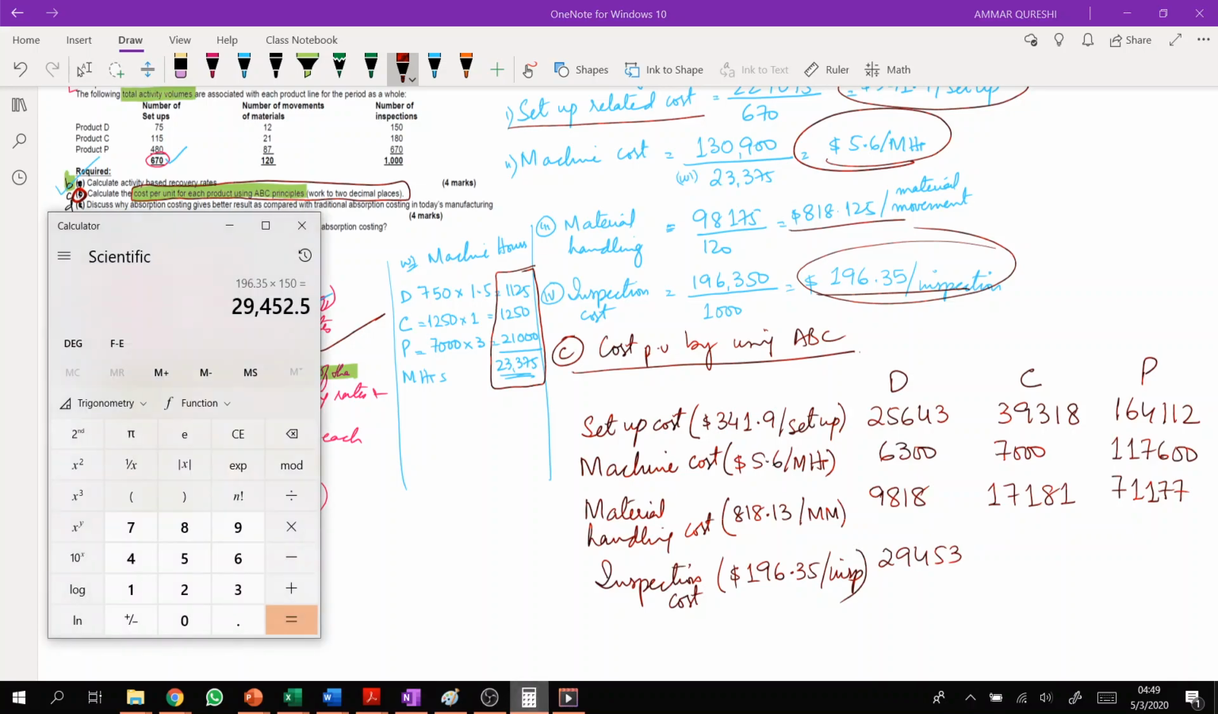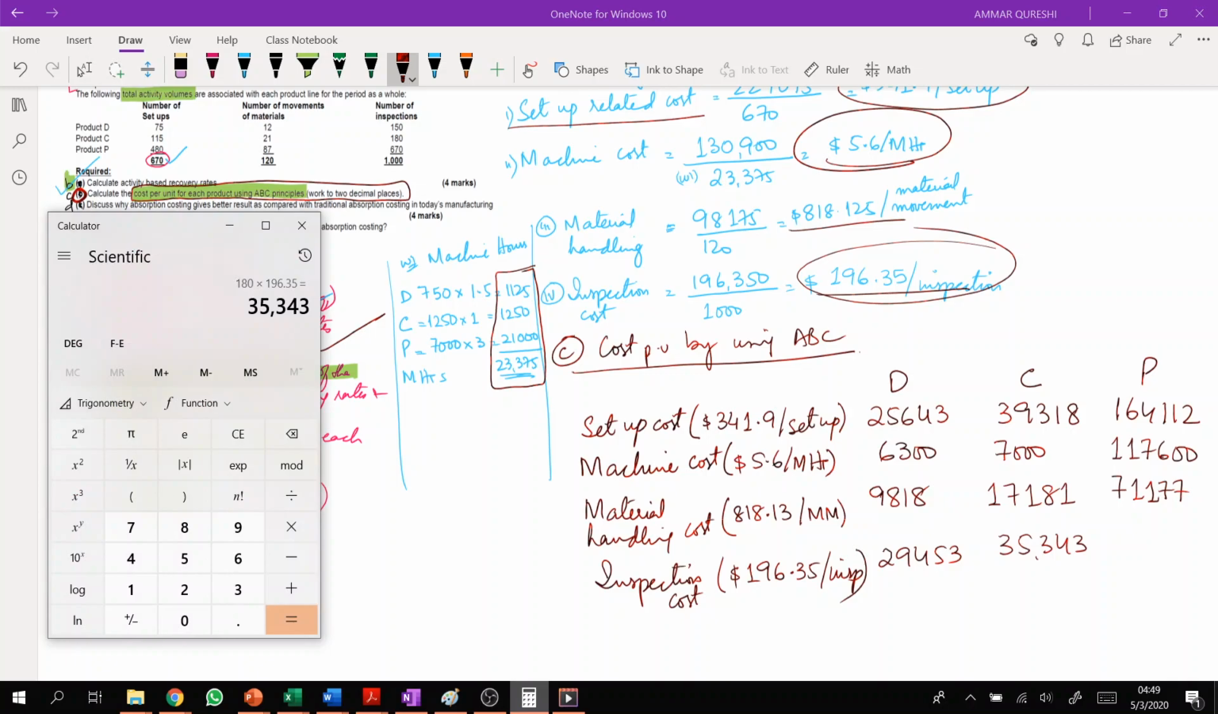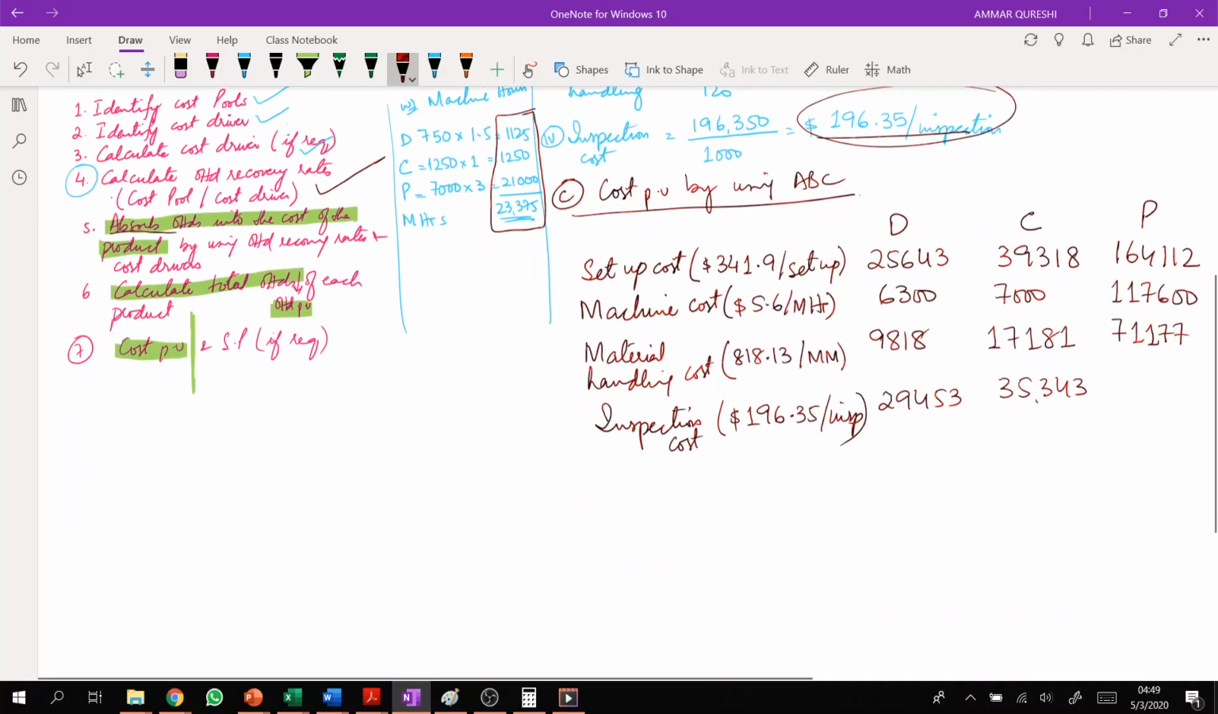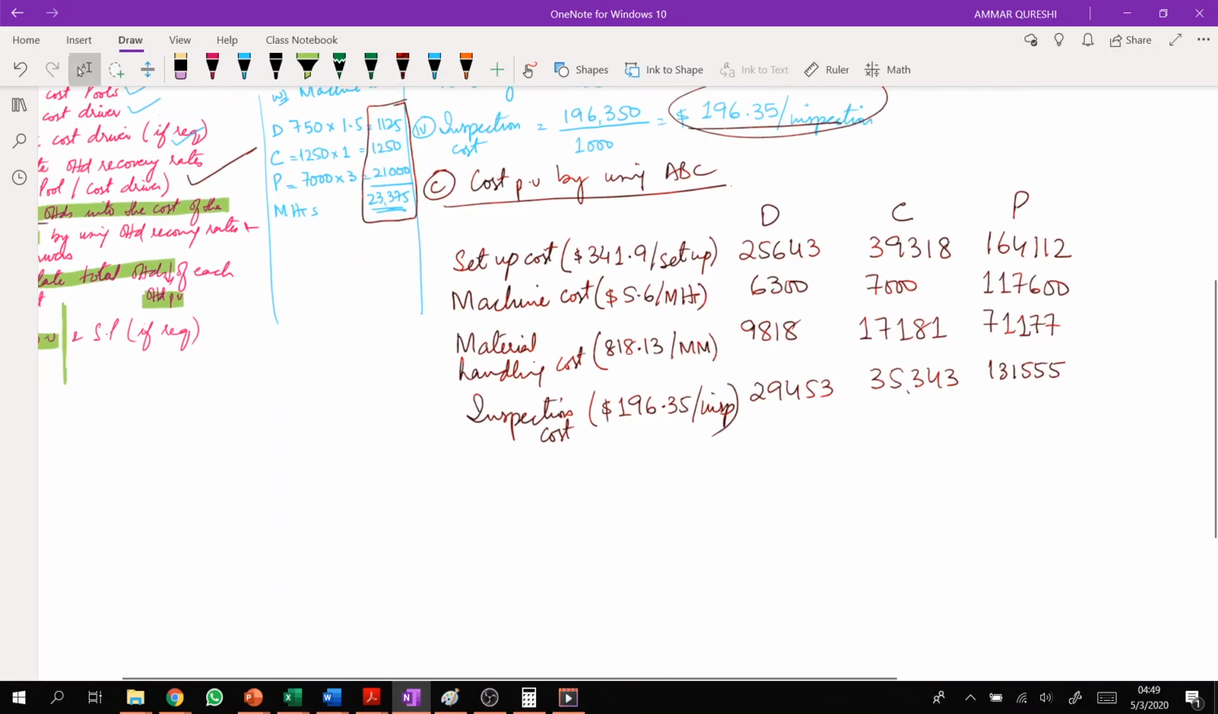Then 180 multiplied by the same figure, 196.35. That makes 35343. And the last one is 670 times 196.35. That makes 131,555, right? So I'm just pausing this video and trying to add all these figures. You may do this on your own, and then we will continue.